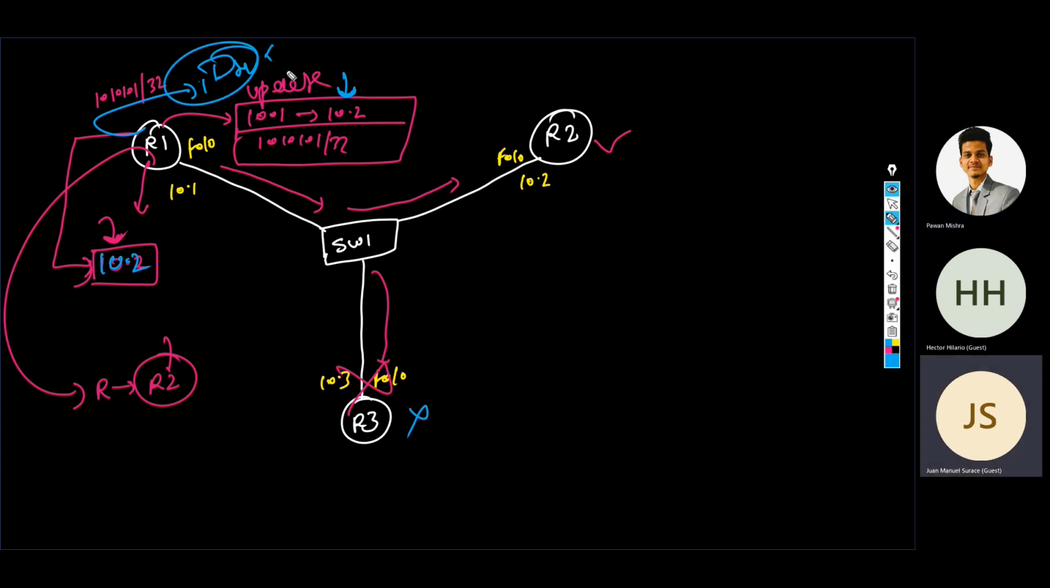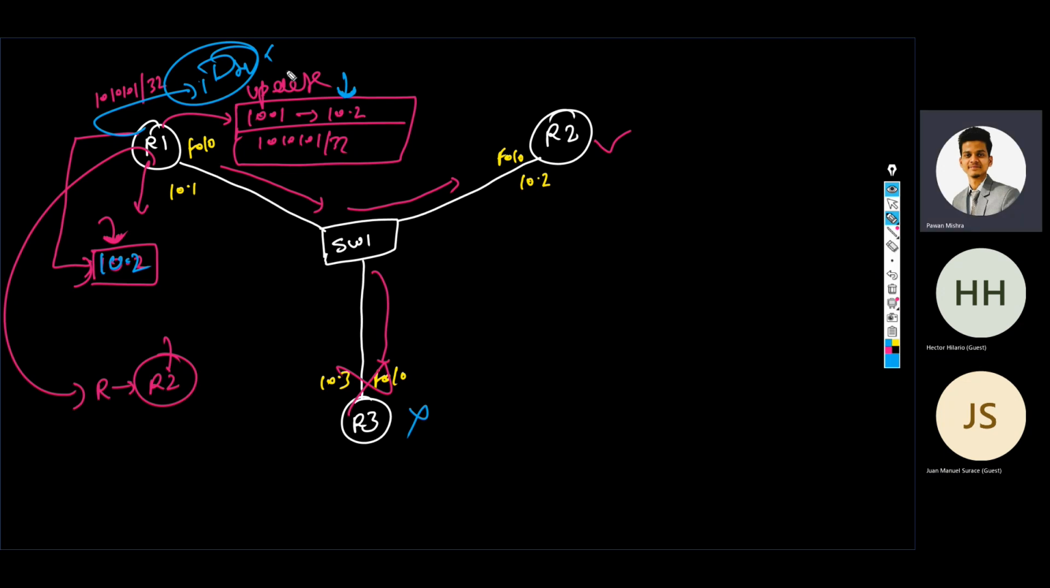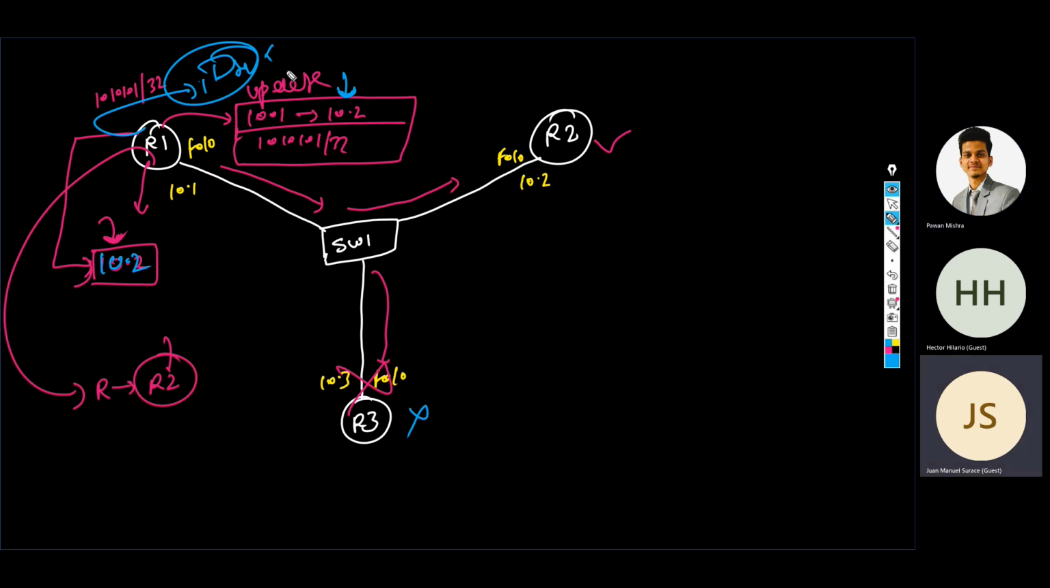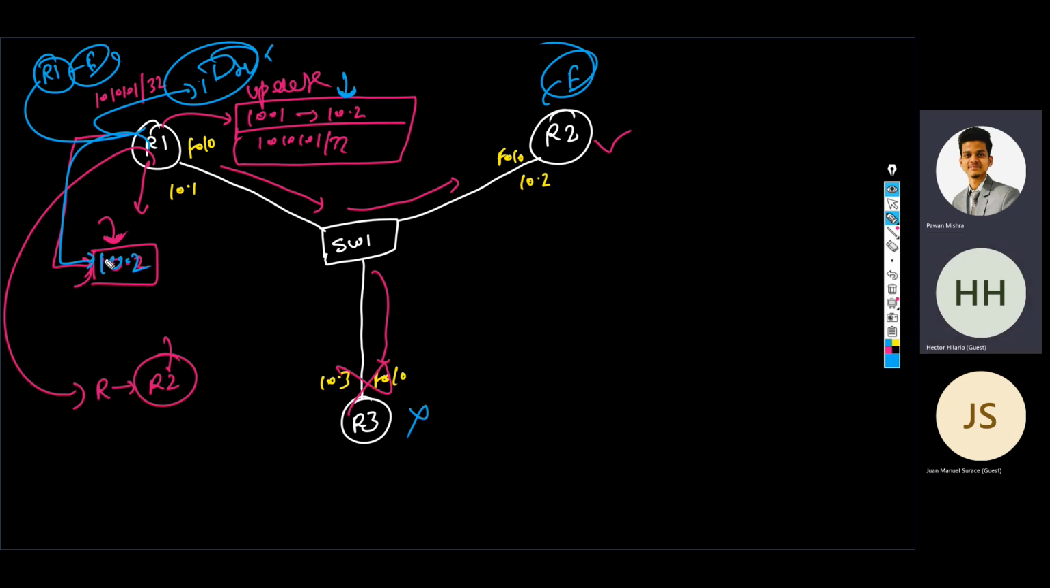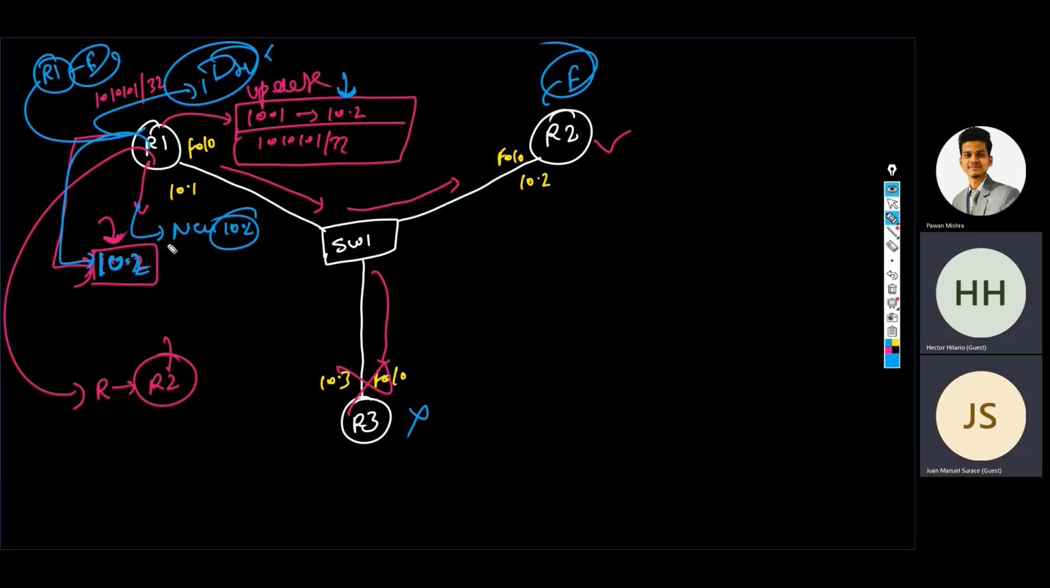Where do you configure that part, on R1? In this case, I enable EIGRP on R1, and I also enable EIGRP on R2. But statically on R1, I'm saying only make a neighborship with R2. I'm using the neighbor command here, neighbor 10.2, like this.